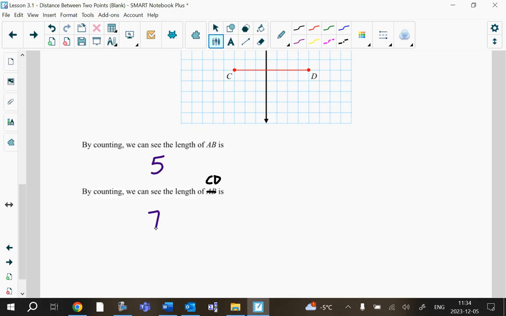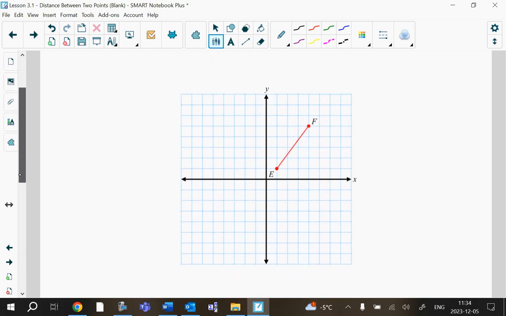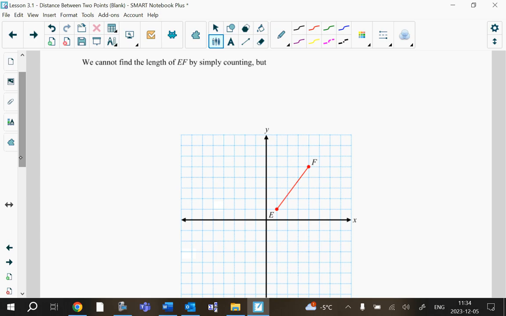But then, what happens if it's a diagonal segment? You can't really count it out because from here to here, that's not 1 unit. That's, I don't know, 1 point something. It's a little over 1. I have no idea. So I need to come up with an alternate way. I need to use my previous knowledge of math to figure out a way. How could I find the distance from E to F, or the length of E to F?